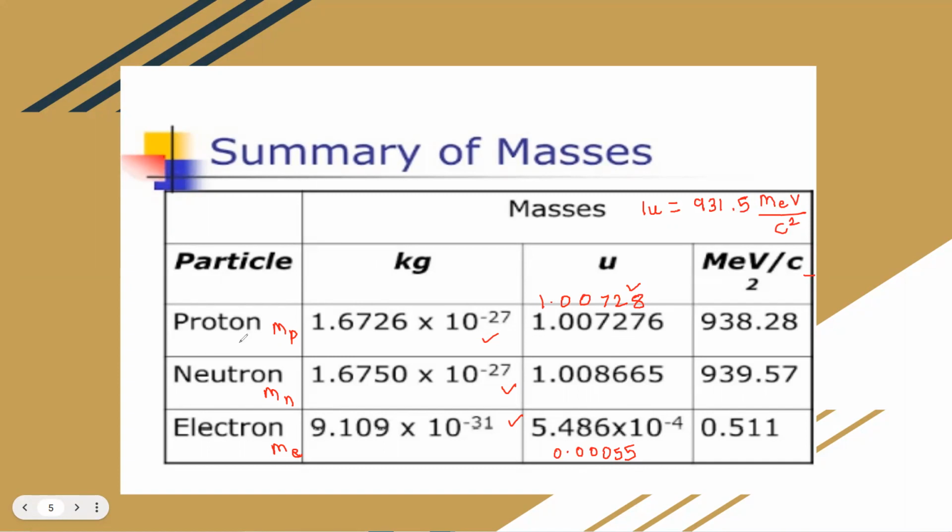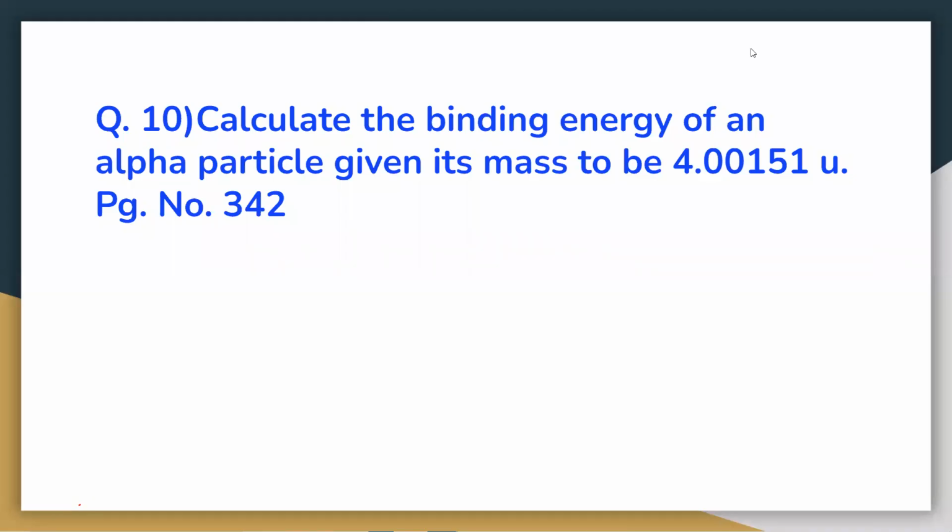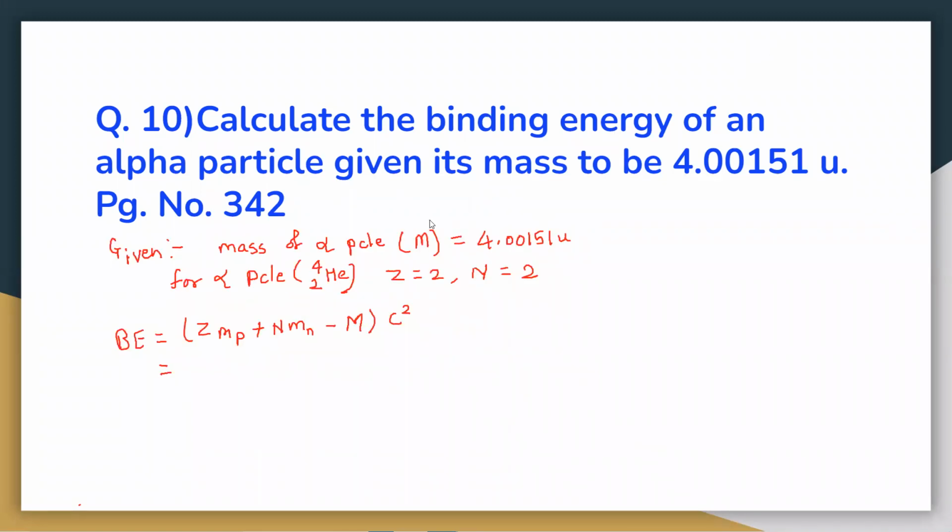So our first numerical is question number 10. Calculate the binding energy of an alpha particle given its mass to be 4.00151 u. This question is on page number 342 of our state board textbook. So let's write whatever is given and then write the formula. The mass of alpha particle is given, which is 4.00151 u. And as this is given in u, we are going to need the mass of neutron and mass of proton also in terms of u.